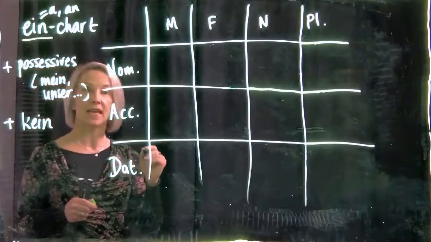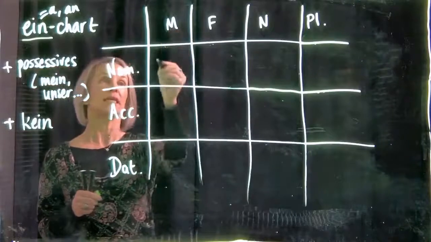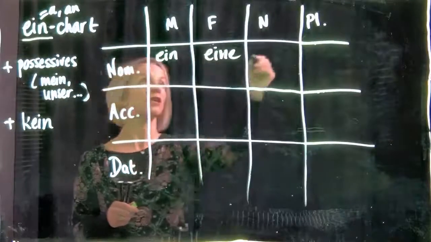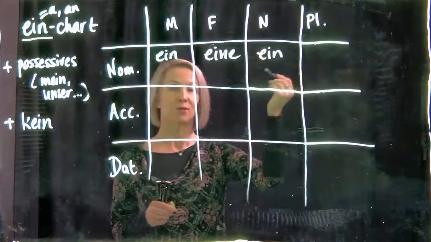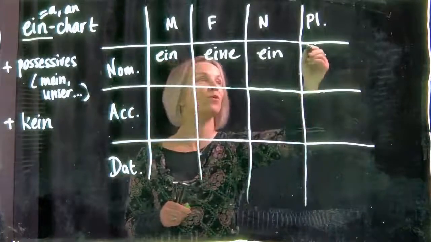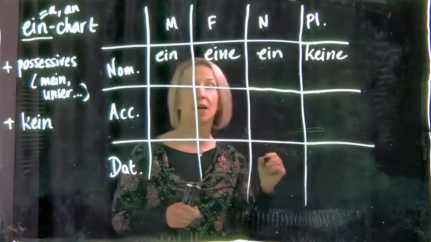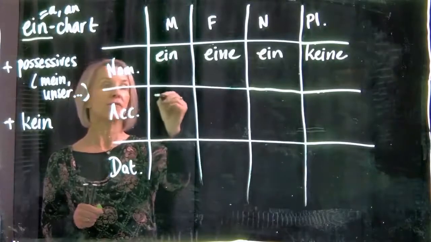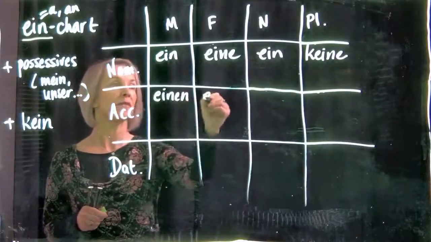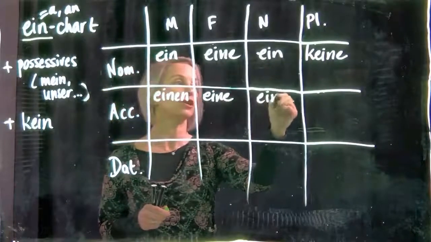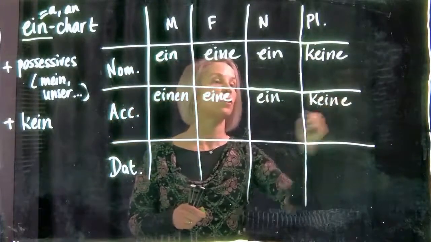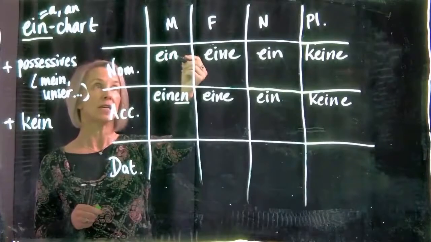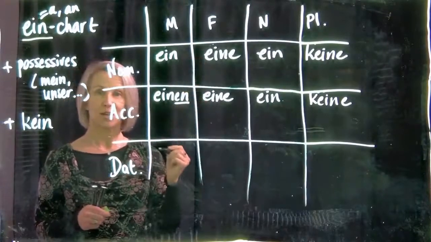First of all, we'll look at the indefinite articles. So masculine nominative we know is ein, feminine nominative eine, neuter nominative ein, and in the plural, because we cannot have a or an in the plural, we go straight to the negative article, and the form of that in the nominative is keine. Masculine accusative form of ein is einen. Then in the feminine, it doesn't change. Neuter, no change. And plural, no change. So again, as for the definite article der, the only change here is from the nominative masculine to the accusative masculine.